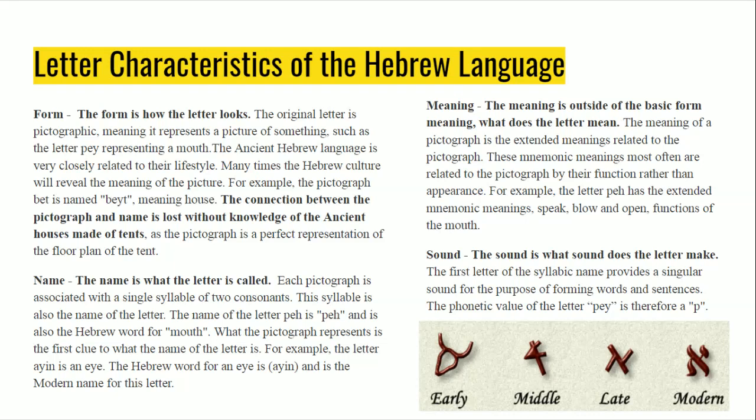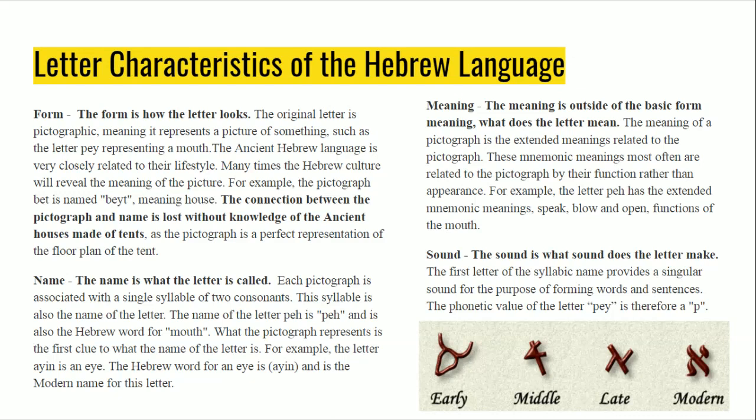Okay. What the pictograph represents is the first clue to what the name of the letter is. For example, the letter ayin is an eye. The Hebrew word for eye is ayin, and it is the modern name for this letter. Once we get into it, you'll begin to see, and I know many of you have probably already begun to see, but I just wanted to put that there.